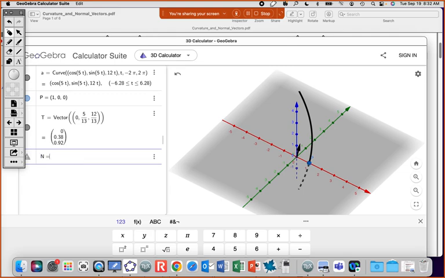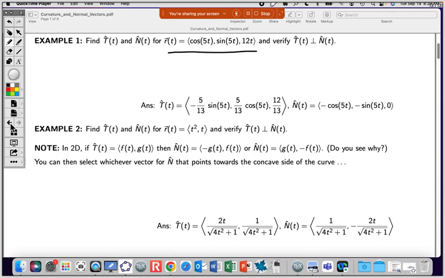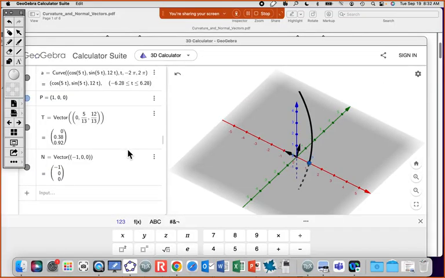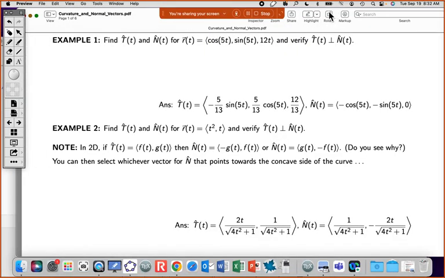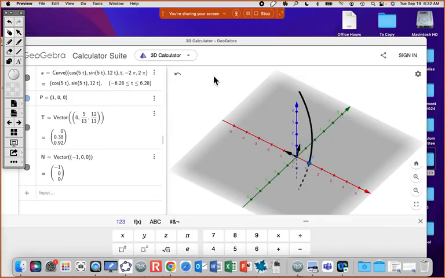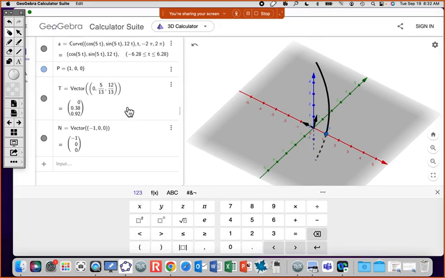And then N is going to be the vector. Was it negative 1, 0, 0? Let me check that. Yeah, okay. Now these are in standard position, and that's fine, but we're going to click these off because we want both of these to start at the point P.